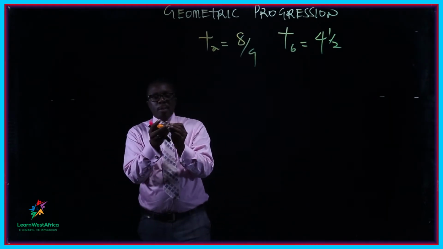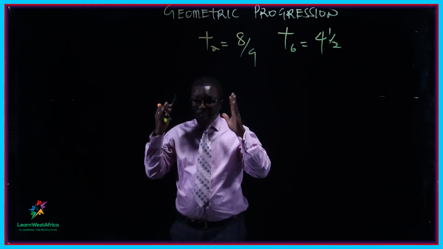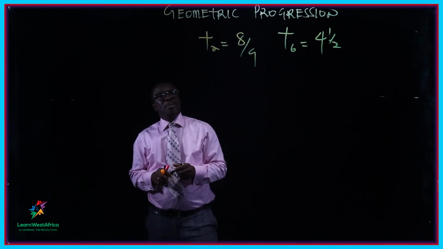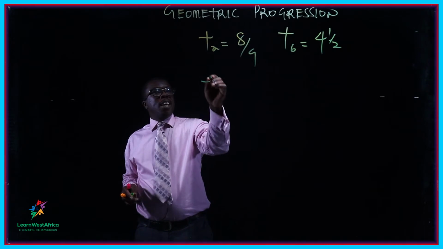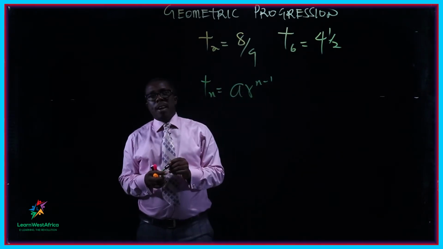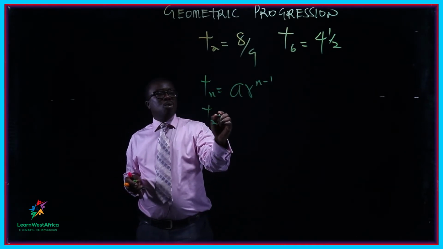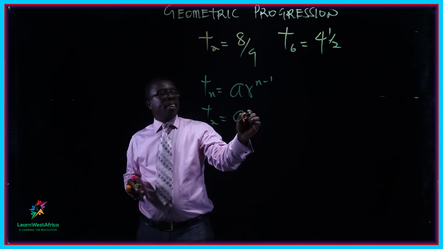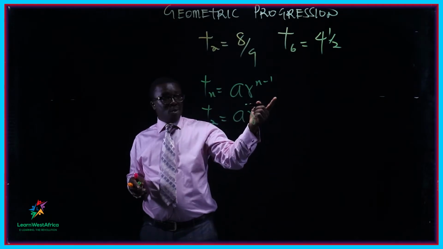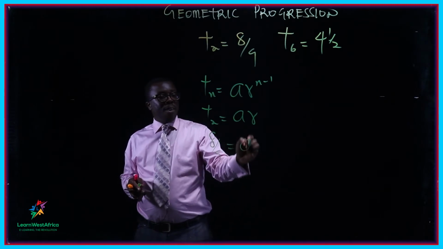So remember our general expression for geometric progression, just as we've been doing. Remember, exam. What is your expression? Okay, you just have to know what to do. So your general term, Tn, will be A R to the n minus 1. And we are saying that T2 is 8 over 9. So T2 will be A R to the 2 minus 1. And what is 2 minus 1? That is 1. Okay, so we can say 8 over 9 is equal to AR.